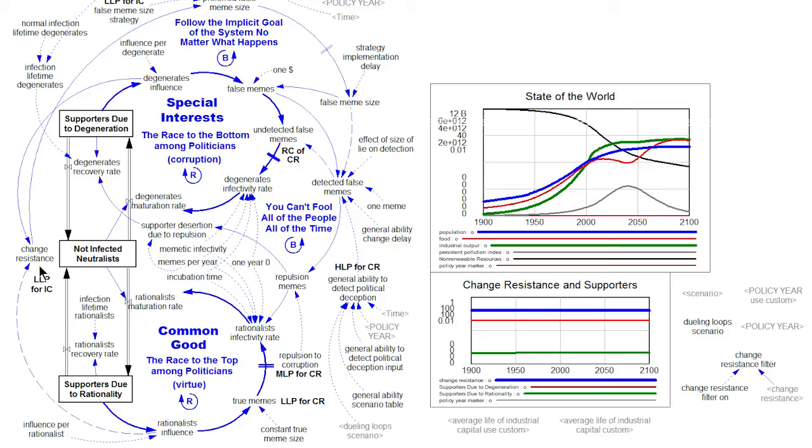It measures resistance to solving common good problems like sustainability. We used root cause analysis to build the model. To find root causes, you keep asking why until you find a root cause. Our first why question is, why is change resistance so successful? This led to the first root cause. It's right here. The root cause appears to be high political deception effectiveness. Too many citizens are being fooled into supporting politicians working for special interests, like corporations and the rich, instead of the common good.